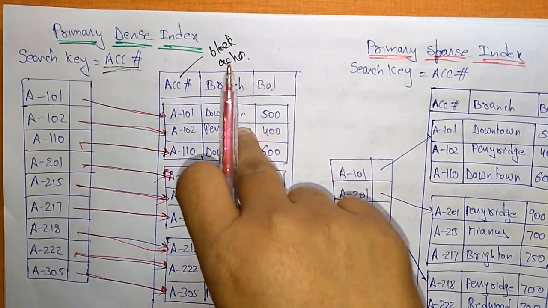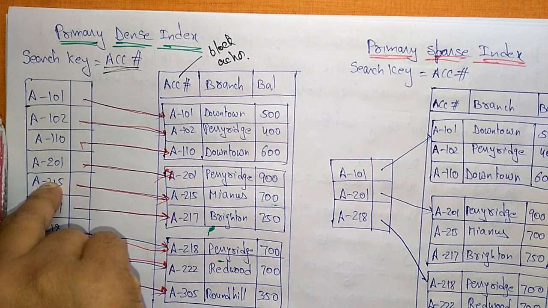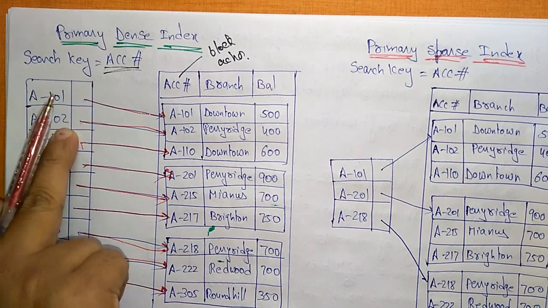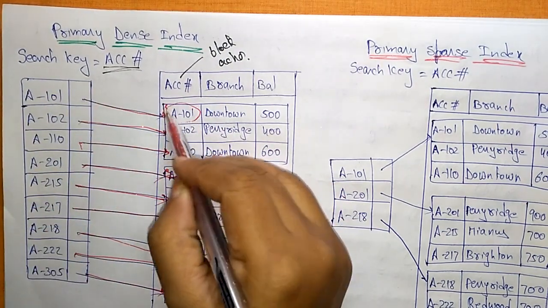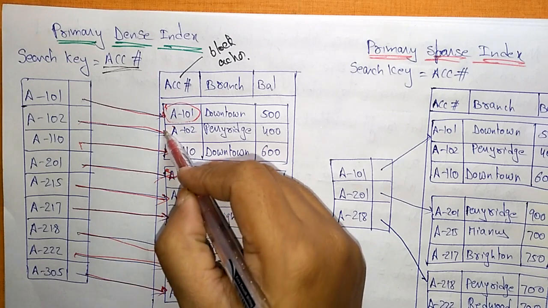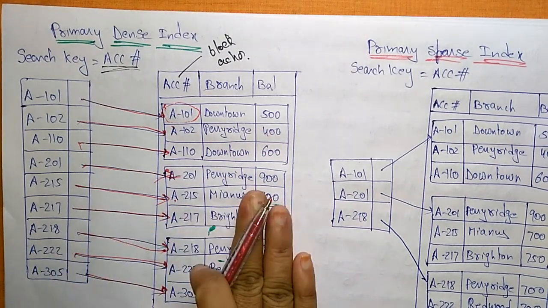So this is your main data file and this is the index file. In the dense index, we are creating an index entry for every search key value. We are not taking only the starting one. We are creating an index entry for every key. This you call a primary dense index.